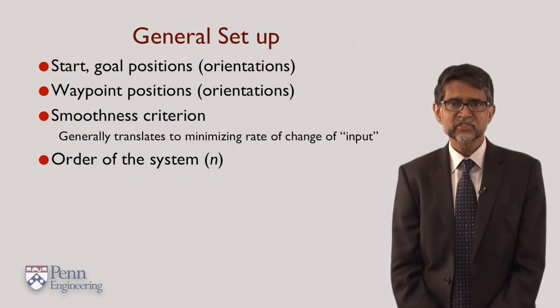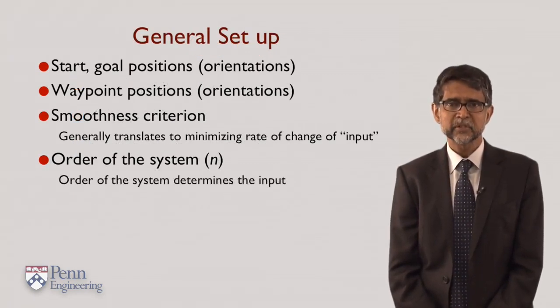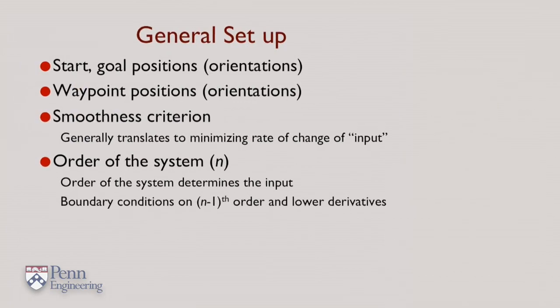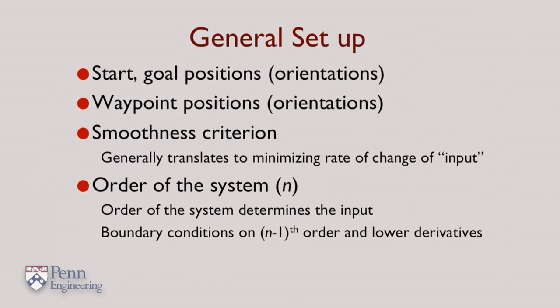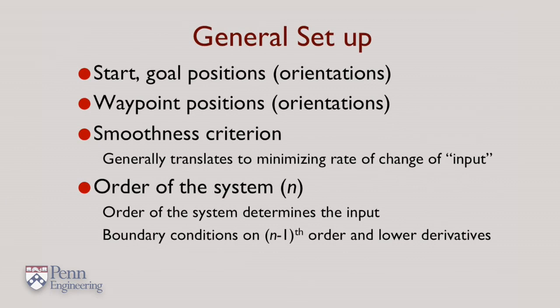The order of the system determines the input. If it's an nth-order system, in other words, you're specifying or commanding the nth derivative of position, you generally have boundary conditions on the first order, the second order, the third order, all the way up to the n-1th derivative.